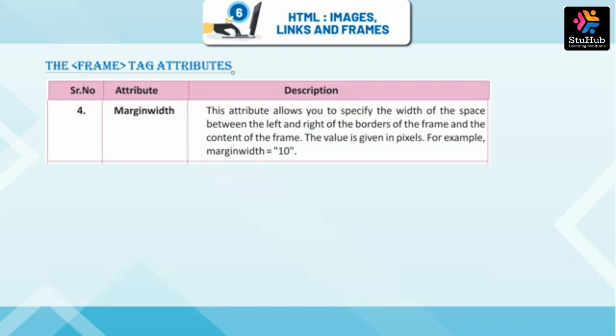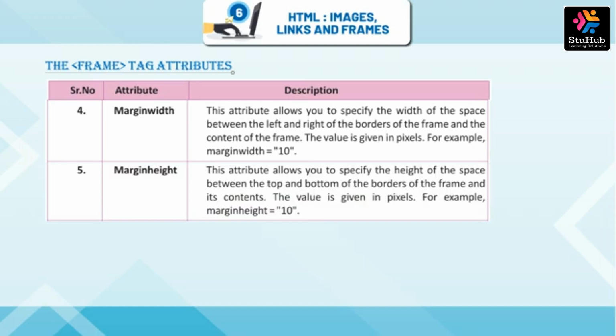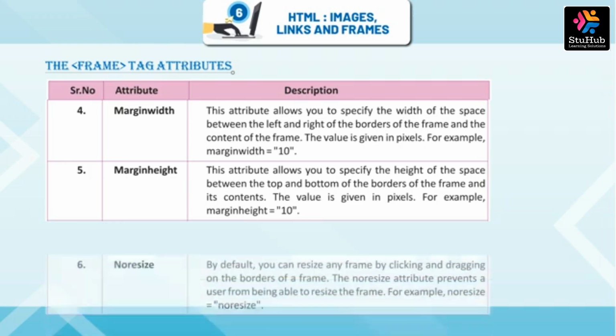4. Margin width. This attribute allows you to specify the width of the space between the left and right of the borders of the frame and the content of the frame. The value is given in pixels. For example, margin width equal to 10. 5. Margin height. This attribute allows you to specify the height of the space between the top and bottom of the borders of the frame and its contents. The value is given in pixels. For example, margin height equal to 10.